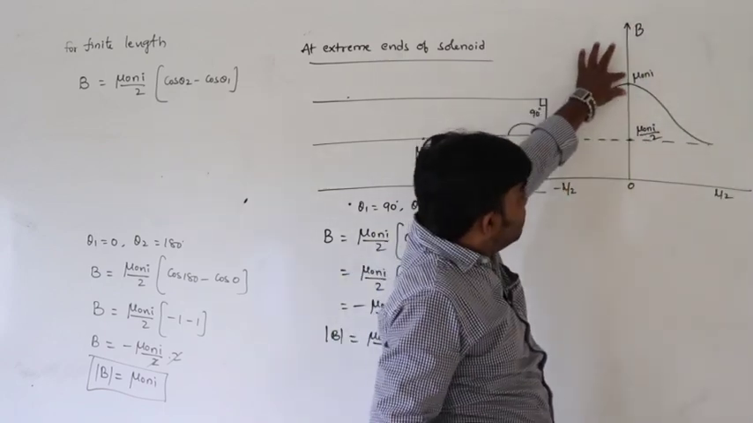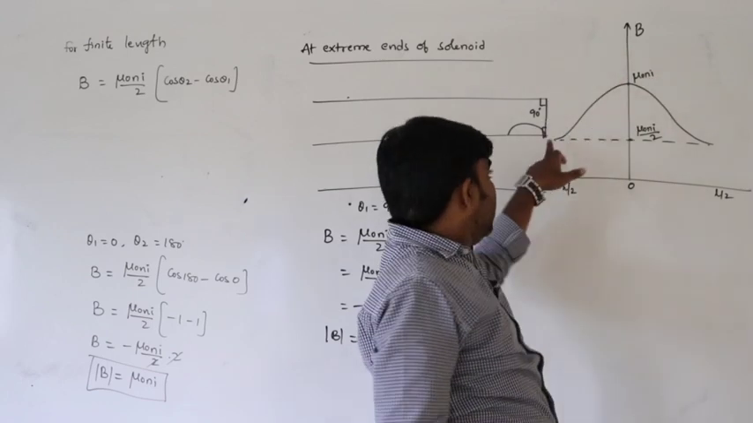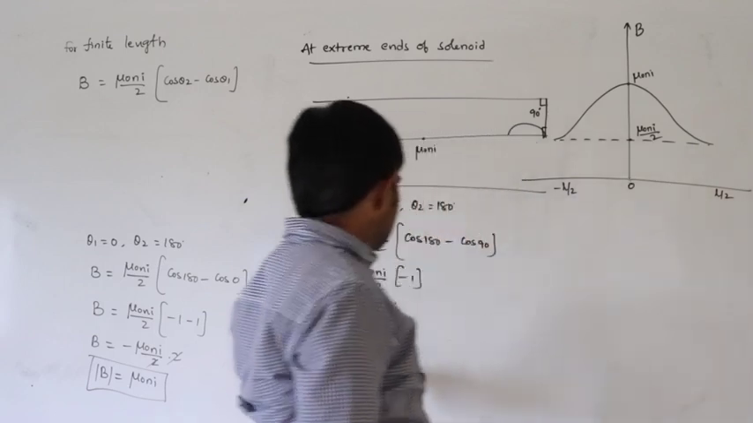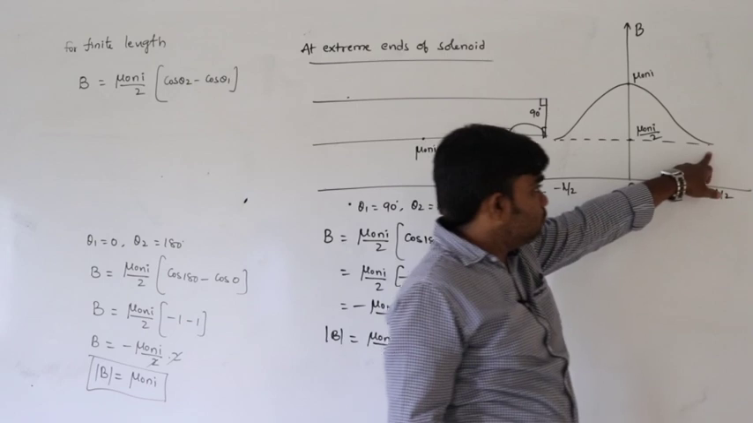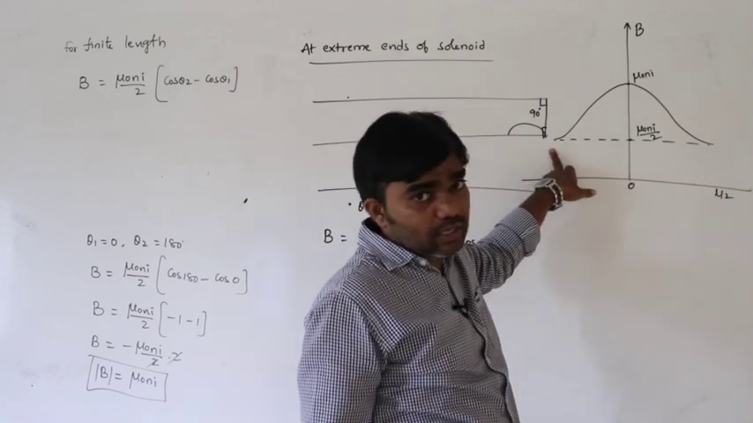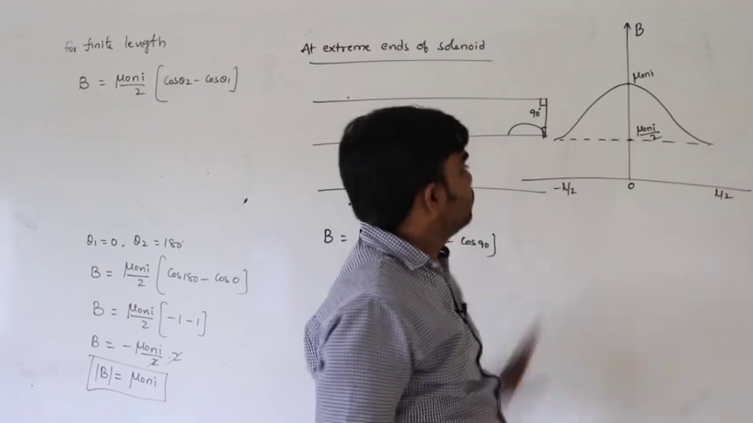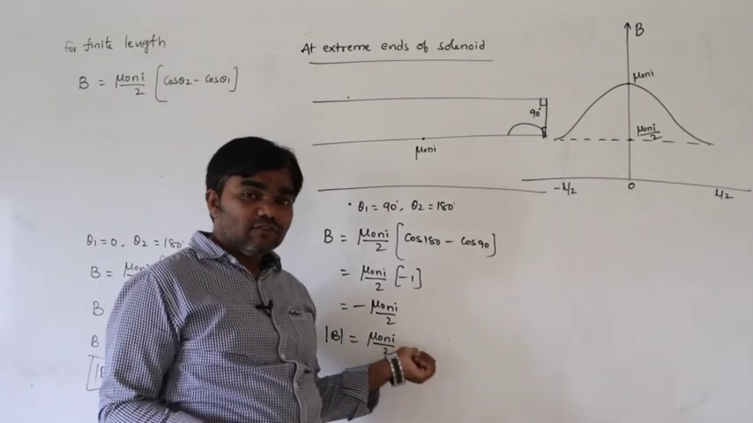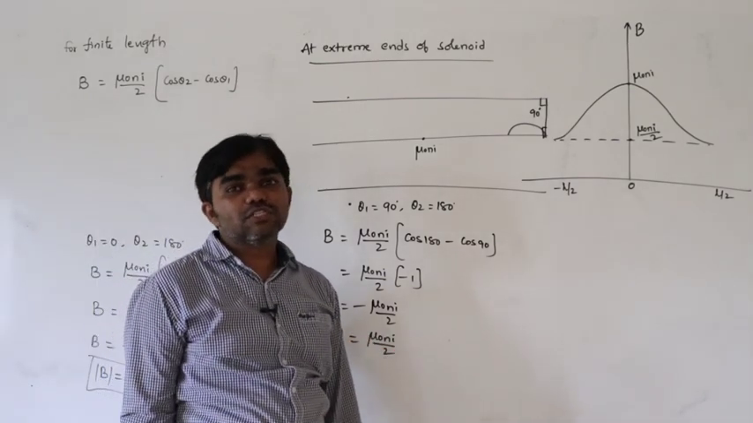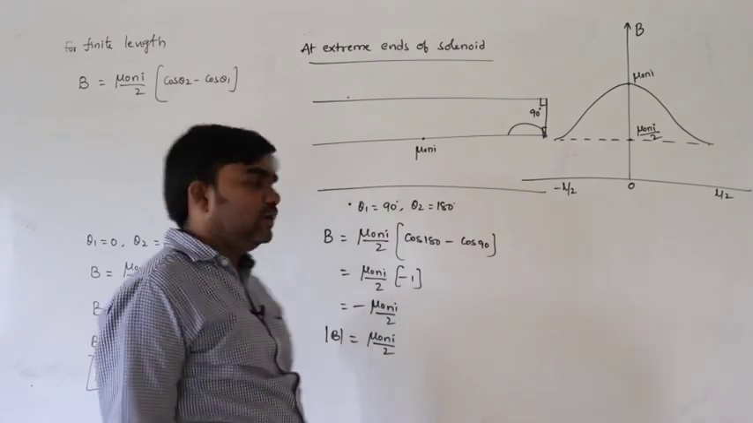At the center, the magnitude of the magnetic field is maximum, that is mu naught Ni. At the extreme ends, it is mu naught Ni by 2, on both sides. So this is the magnetic field due to the solenoid. What is small n here? Small n is the number of turns per unit length.